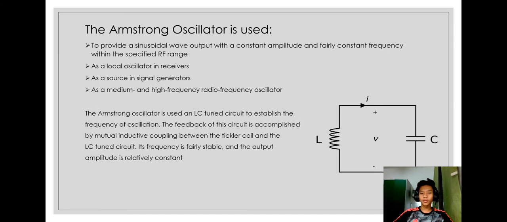The Armstrong oscillator is used to provide a sinusoidal wave output with a constant amplitude and fairly constant frequency within the specified RF range. The Armstrong oscillator is also used as a local oscillator in receivers, as a source in signal generators, and as a medium and high frequency radio frequency oscillator. The Armstrong oscillator uses an LC tuned circuit to establish the frequency of oscillation. The feedback of the circuit is accomplished by mutual inductive coupling between the Tickler coil and the LC tuned circuit. Its frequency is fairly stable and the output amplitude is relatively constant.